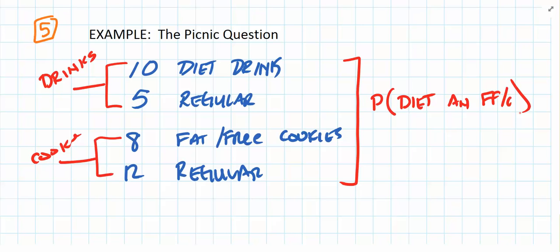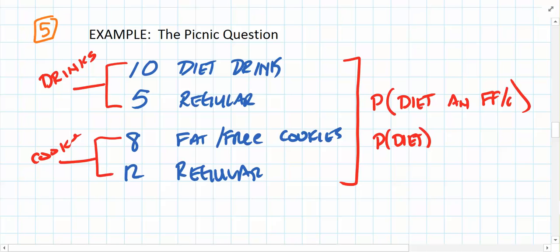So the probability of getting a diet drink is going to be what? What's my fraction? It's 10 out of 15. Where did we get the 10 out of 15 from? There's 10 diet drinks, and there's 15 in the sample space. That's all the ways I could do it. It's 15 total. All right, what's the probability of getting a fat-free cookie?